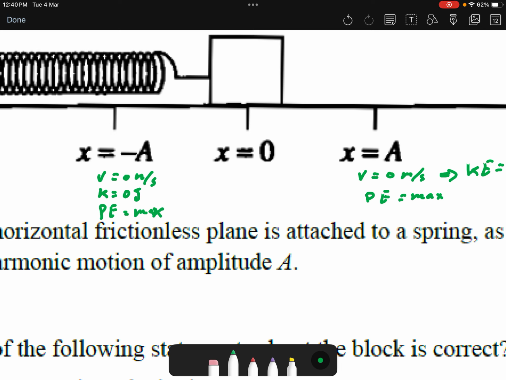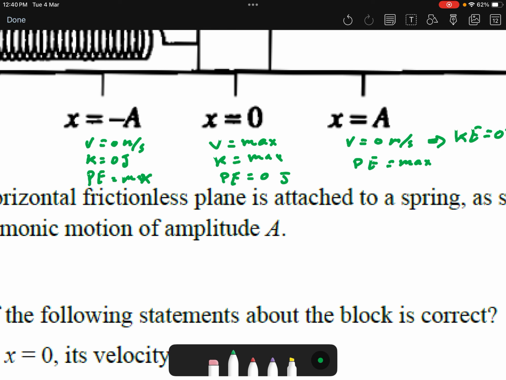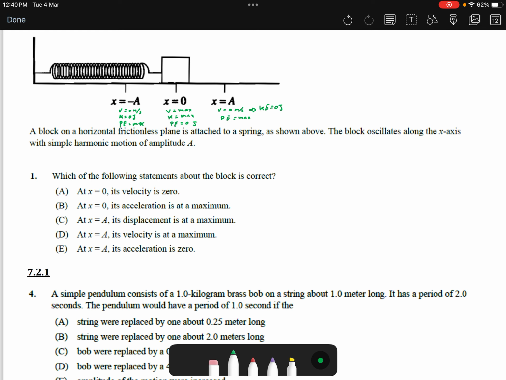Now, what about the equilibrium point? When the mass passes through this point, the velocity will be maximum. The kinetic energy will also be maximum. The potential energy will be 0 joules. Of course, that goes with the formulas. If you look at the formulas, you will find that is correct. So the first option is not right.